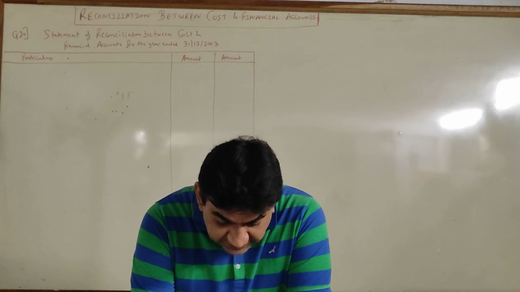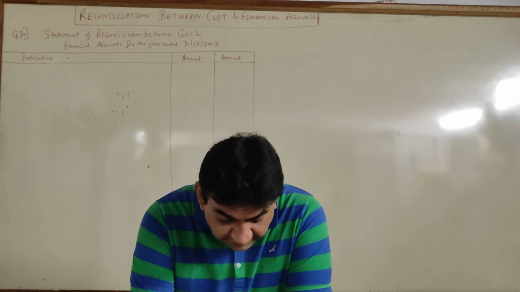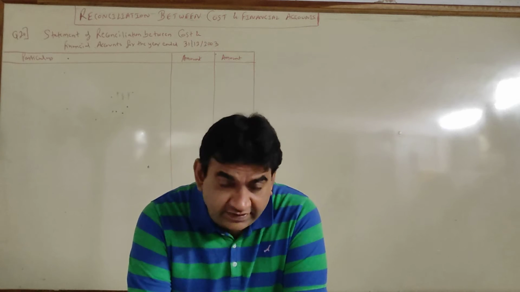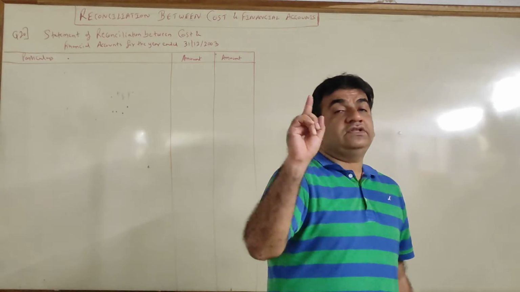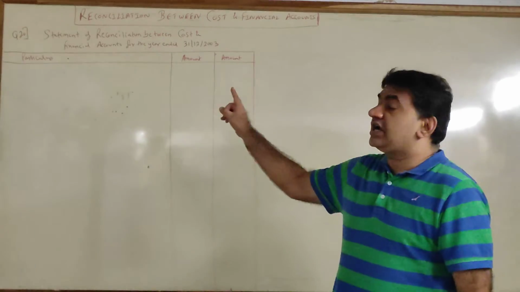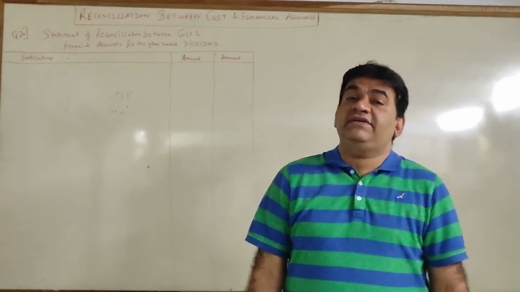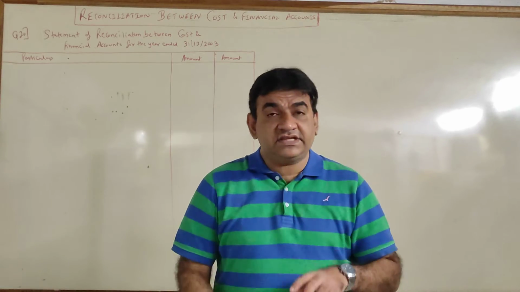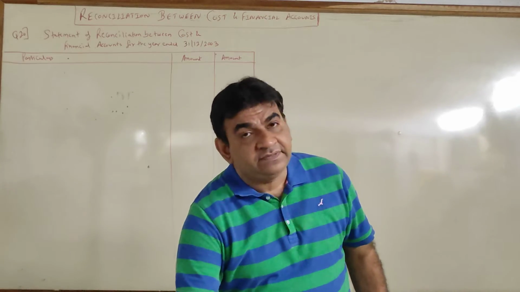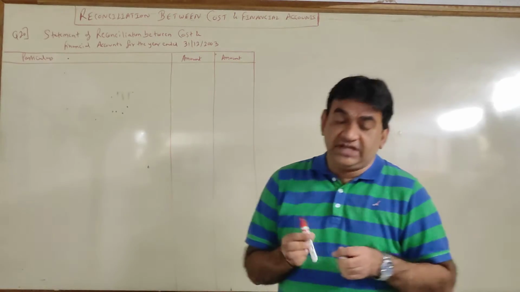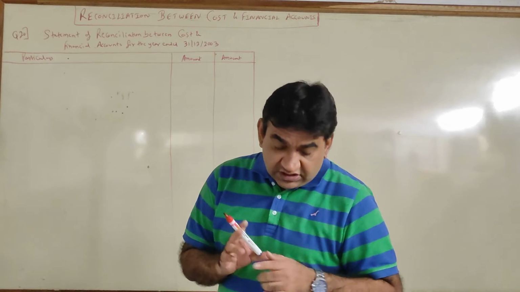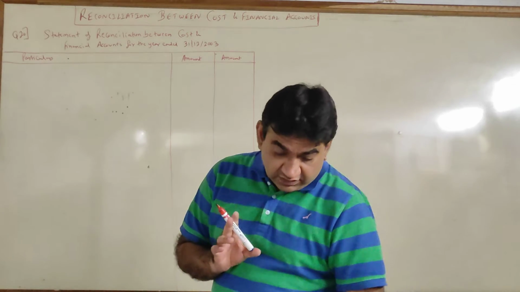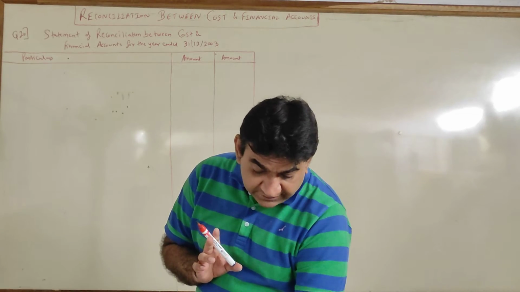You are required to prepare a statement reconciling both the figures of net profit, starting with costing profit. Now they have mentioned starting with costing profit, so we have to start with costing profit only. But if nothing is given, you can start with anything. Now we go as per the instruction of the question. Start with cost profits. Now what is the profit as per cost accounts?